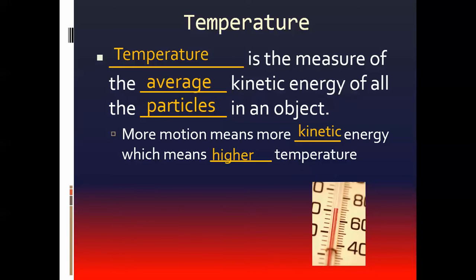Temperature is actually a measure of the average kinetic energy of all the particles in an object. So when you put a thermometer in an object, it's measuring how fast those molecules are moving. If you have a hot object, the molecules are moving faster, so you'd have a higher temperature. And if the molecules are moving slower, you'd have a colder temperature. So more motion means more kinetic energy.